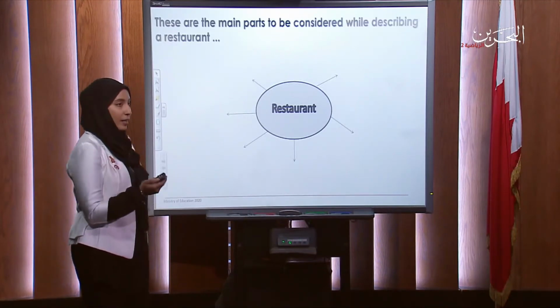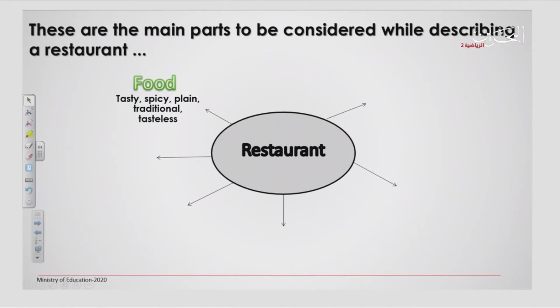Okay, time is up. Let's see, if I was in your place while reviewing a restaurant, the first thing I will be tackling is food. The very first thing, is the food tasty, spicy, is it traditional? Along with the food, the price. The second thing I will be asking about after knowing that the food is traditional or good or spicy is how about the price? Is it a reasonable price or are the prices high?